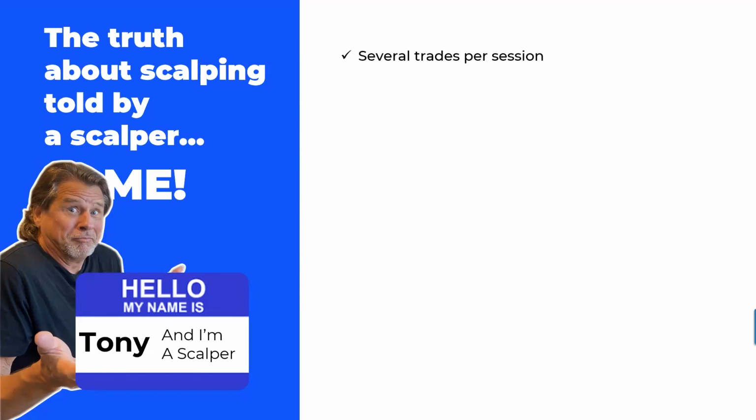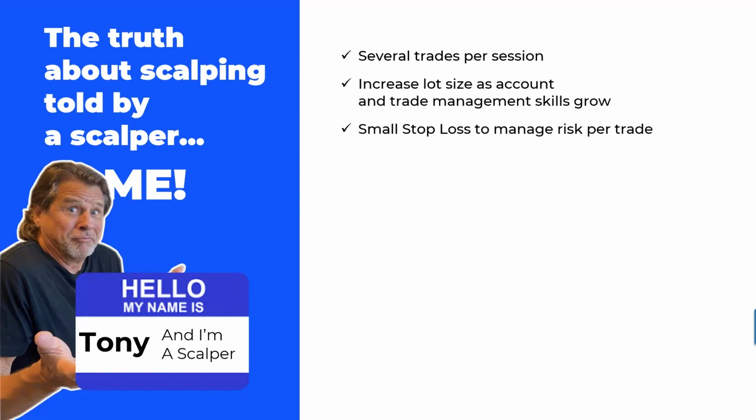All right. So we trade several trades per session. Now, a session for us is 9 a.m. to noon Eastern time. We increase the lot size as our trading account and trade management skills grow. Okay, that's very important. You earn the ability to increase your lot size. That's a different way of thinking about it. Small stop losses to manage risk per trade.